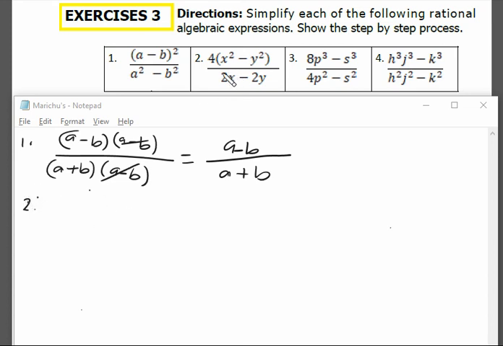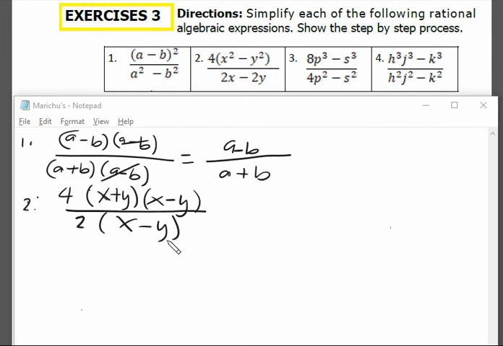So here, let me copy 4, but let me factor out x squared minus y squared. Factors are x plus y and x minus y all over the common monomial factor, which is 2. Then what is left is x minus y. So we can cancel this out. Then 4 and 2 is 2. So the answer would be 2 times the quantity x plus y. We're done.